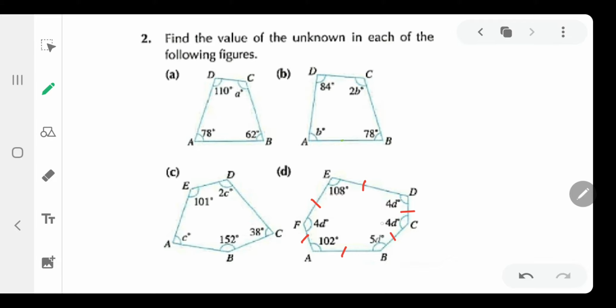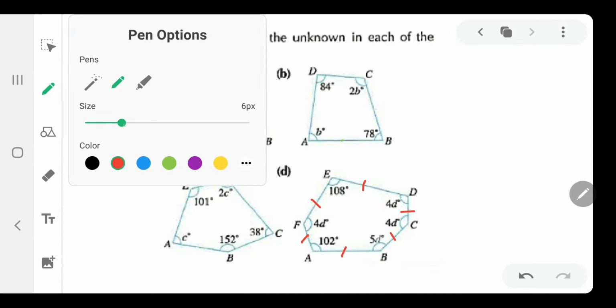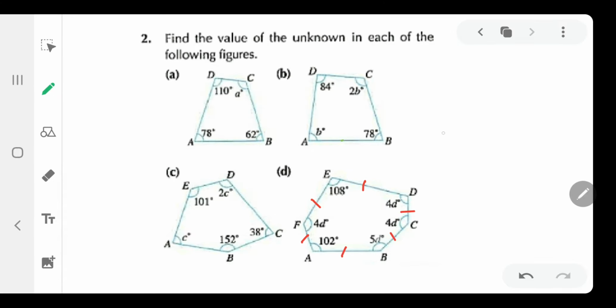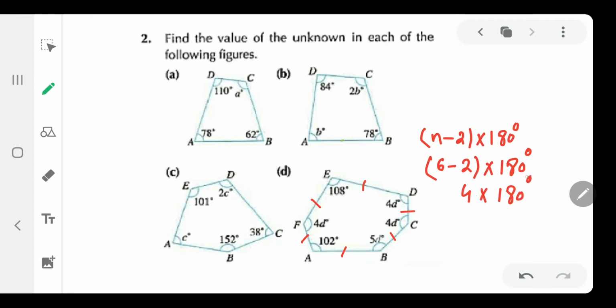Sum of angles of this polygon. So we use the same formula, which is n minus 2 multiplied by 180 degrees. There are 6 sides, so 6 minus 2 multiplied by 180 degrees. This means 4 multiplied by 180 degrees, which is equal to 720. So the sum of interior angles of this polygon is 720. We have to find the value of D, right?